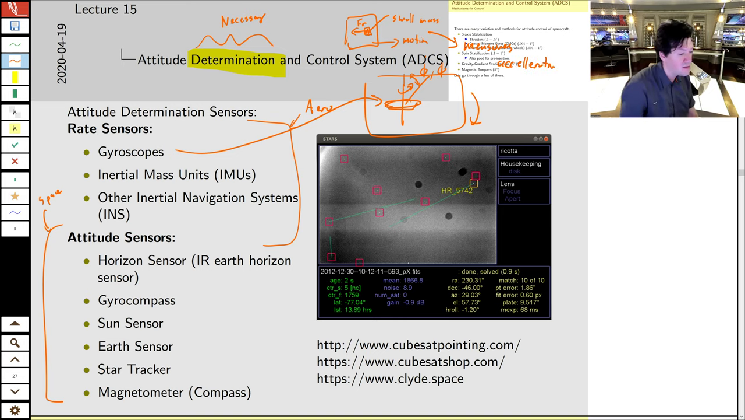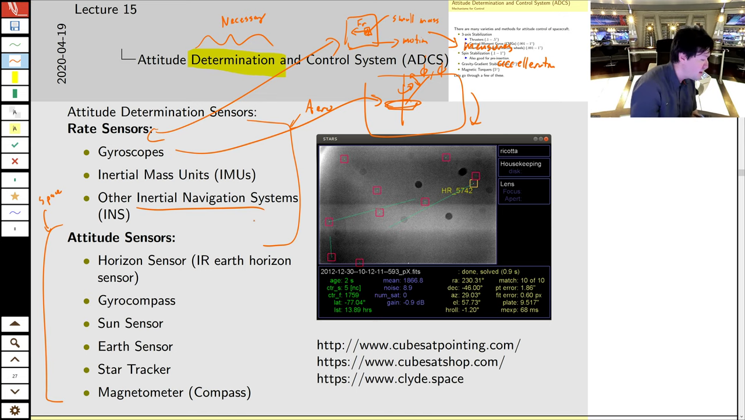But it doesn't measure absolute position. So if you integrate the acceleration over time, you can get an estimate for your position, but it's not that accurate. Right? That's why it's a rate sensor. Inertial navigation systems try to combine these rate sensors with other data in order to figure out your absolute position. Right. So what are the options for spacecraft?